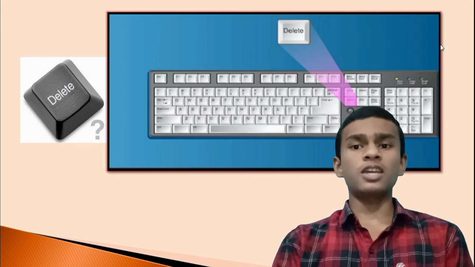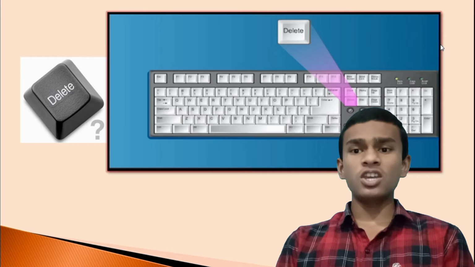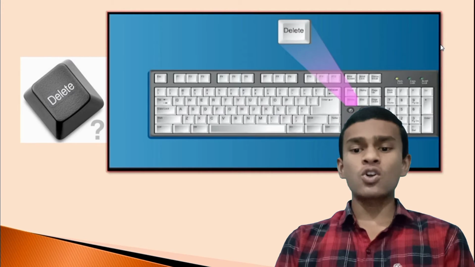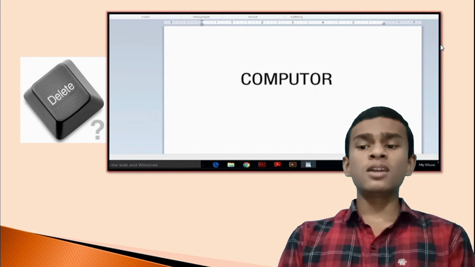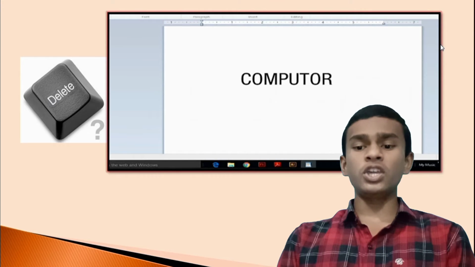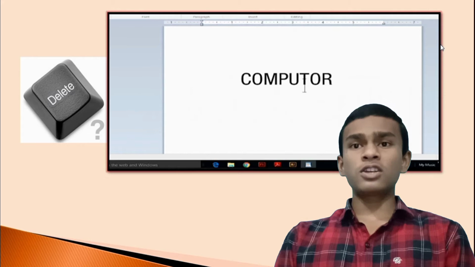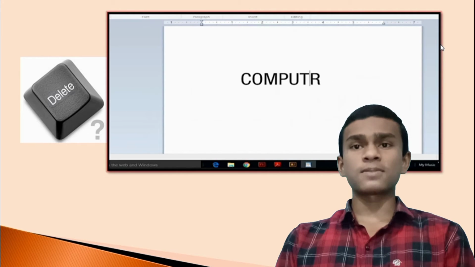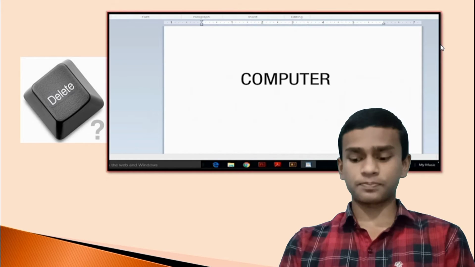Next is the Delete key. Pressing this key erases any typed text on the right side of the cursor. For example, you typed "computor" instead of "computer". You need to correct the spelling. Take the cursor just before the O, press the Delete key and type E in its place. In this way, you can correct the typing mistake.